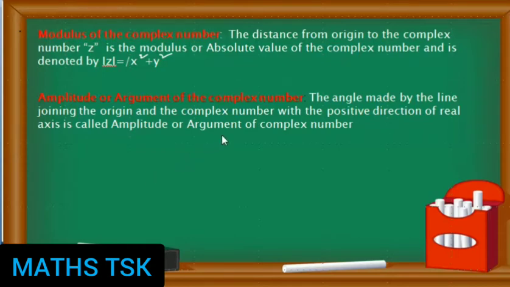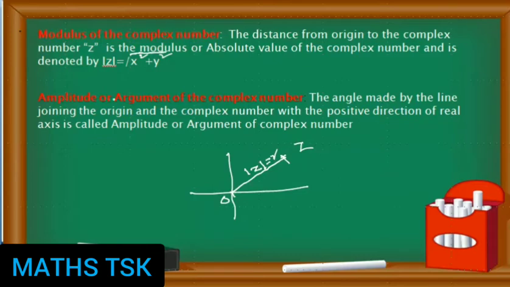The distance from the origin to the complex number z is the modulus, or absolute value, of the complex number, and is denoted by modulus of z, equal to root of x square plus y square. So here, the distance from the origin to the complex number, this length, is said to be the modulus of the complex number, denoted by |z| or r.